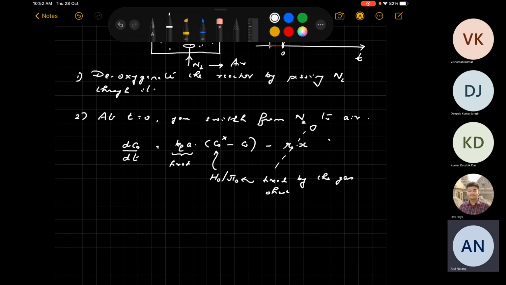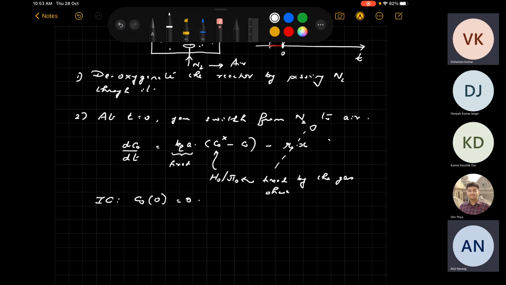Actually, you can easily see if you define a new variable, let's say z equal to CO minus CO star. Oh, okay, instead of going to the solution, let me just mention what will be the initial condition here. This has to be solved with an initial condition, which is CO at time t equal to 0, the dissolved oxygen concentration at time t equal to 0. What is the initial condition? So at time t equal to 0, CO is 0.